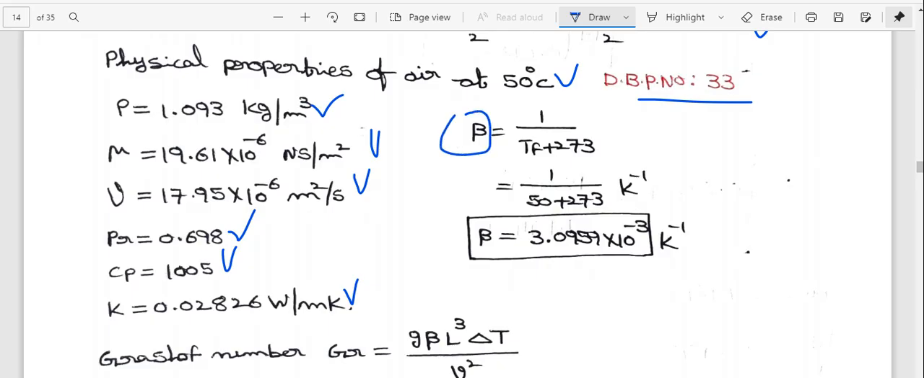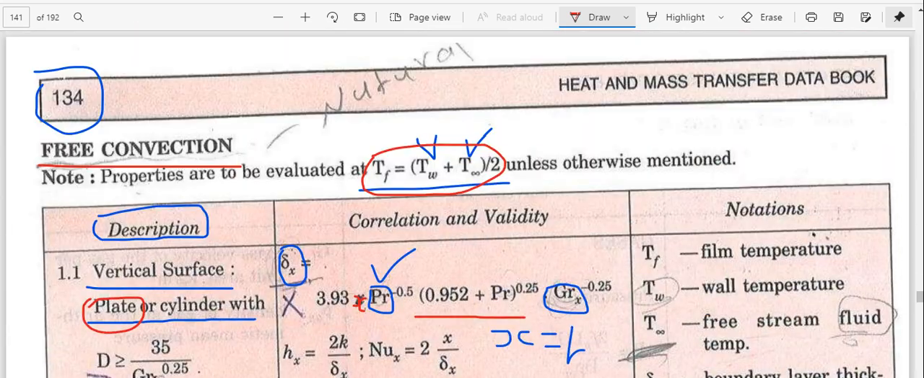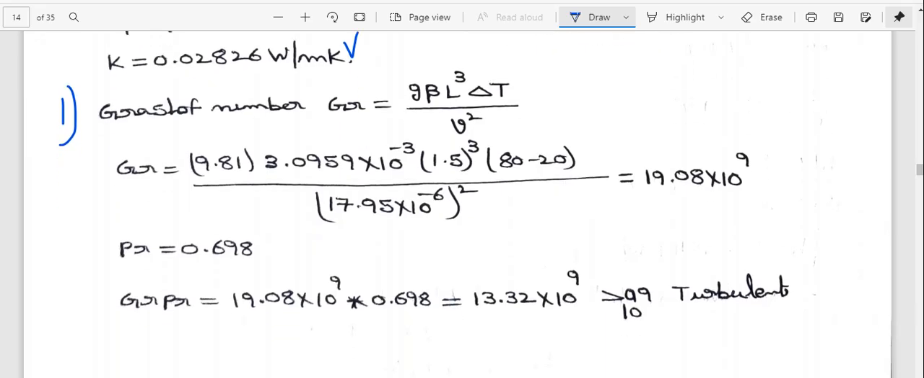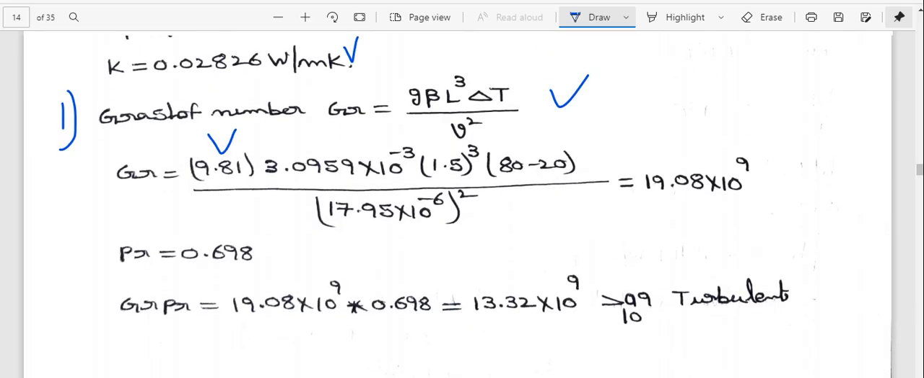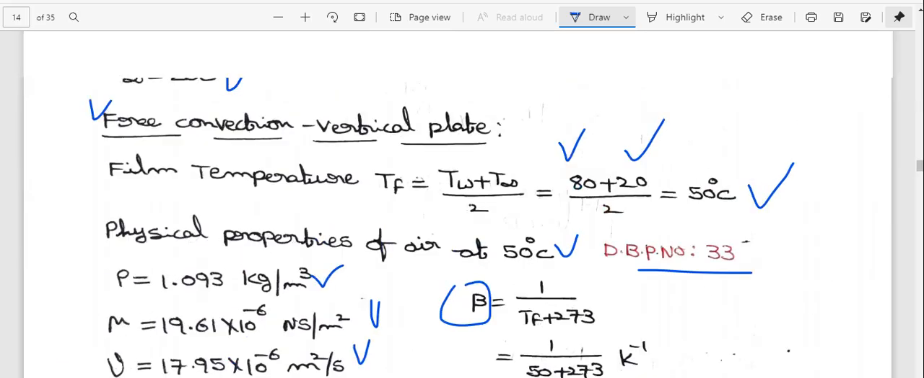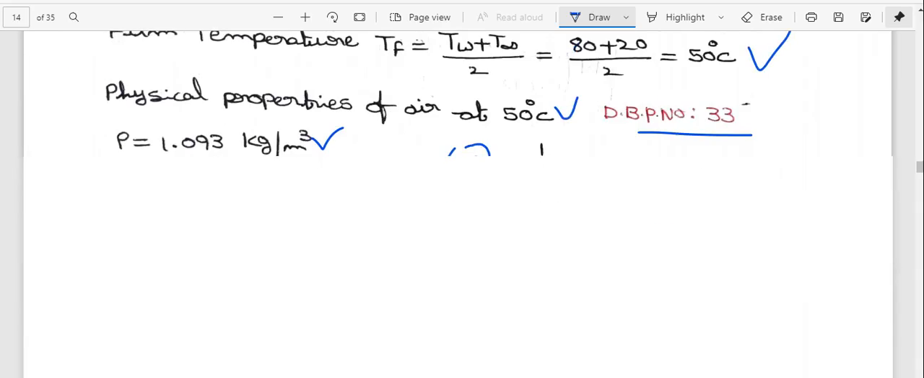So what is the beta value? Beta equals 1 by film temperature plus 273, so 1 by 50 plus 273 Kelvin. Here first we need to calculate the Grashof number. From data book page number 134 we consider the Grashof number formula. G is equal to 9.81 and beta is equal to 3.0959 into 10 power minus 3, and L is the length of the vertical plate. What is the length of the vertical plate? The length of the vertical plate is 1.5 meters.